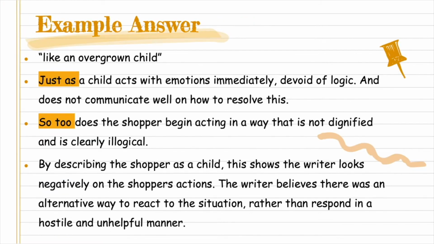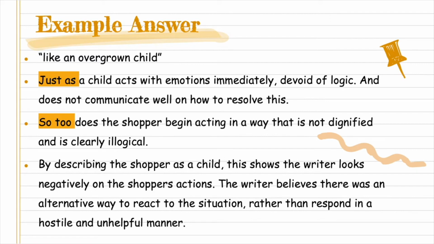Here is an example answer. So I have identified imagery like an overgrown child, and then I go on to just as. I need to describe the image, which is the child. So I say, just as a child acts with emotions immediately, devoid of logic, and does not communicate well on how to resolve this, I've done that. I found the connotations of what a child would act like and I've put them in. I now need to link it back to the subject of the paragraph, the subject of the sentence. So I say, so too does the shopper begin acting in a way that is not dignified and is clearly illogical.